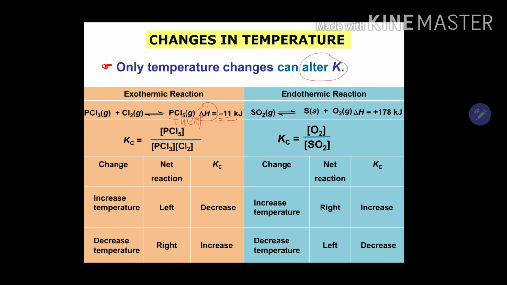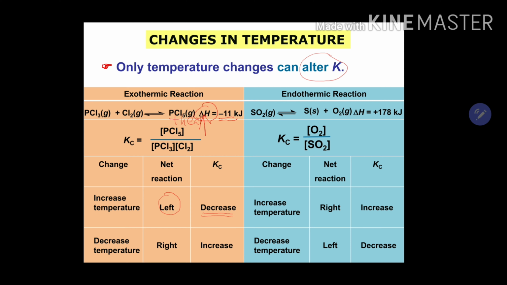So now the disturbance, the change. The disturbance is we increase the temperature. Increasing the temperature means an increase in heat. So the system will react to decrease the heat back. How? By shifting to the left. If it shifts to the left, the Kc value will decrease.